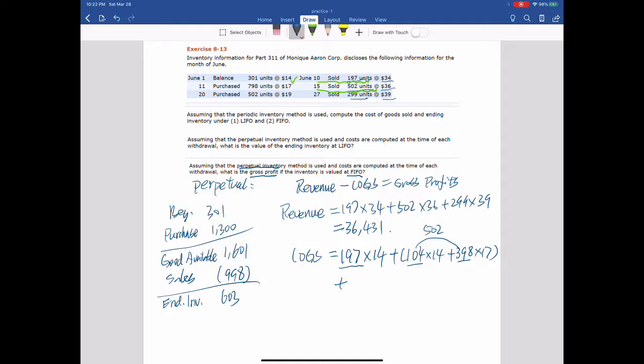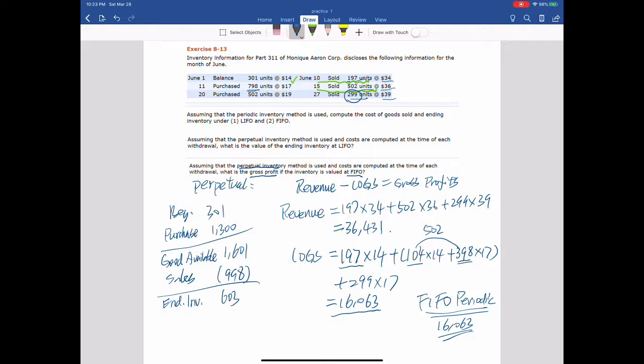The last one is 299. The first purchase includes 798 units. 398 were sold, so there will be 400 left. And this 400 is greater than the last sale, so the 299 are all from the first purchase. So the cost of goods sold is 1663. If you compare this number with FIFO periodic, we get the same number. That's also what I conclude in the PowerPoint: FIFO for periodic and perpetual inventory systems is the same.